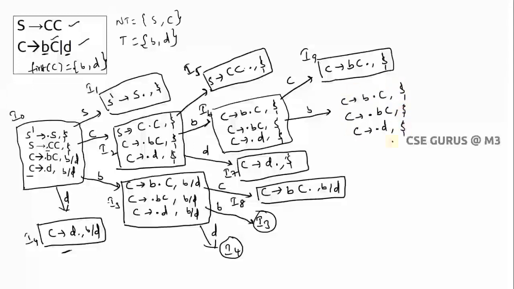Now you can see the entire thing. Is it same as I6? You can see C tends to B dot C, C tends to B dot C with dollar, C tends to dot B C with dollar, C tends to dot D with dollar. So I can replace this entire as I6.